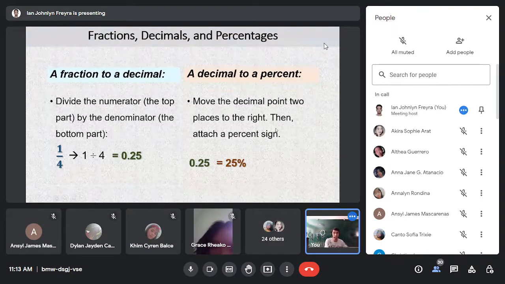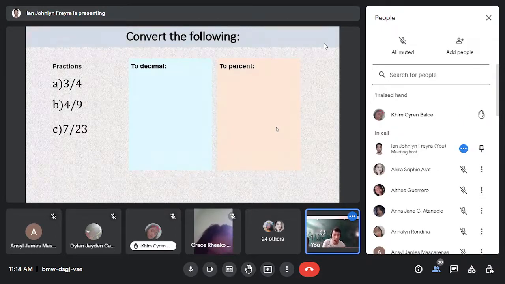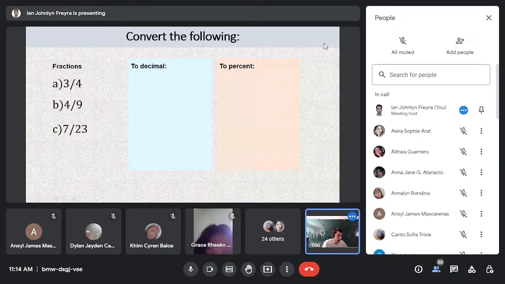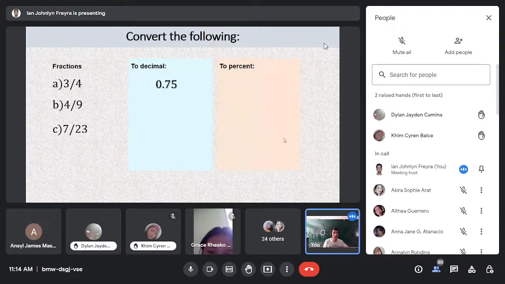Since you already know, I give you a review about this. So, tignan natin if you can answer this. What is 3/4 to decimal? The top part is 3, bottom part is 4. So just divide them. 3 divided by 4. Use your calculator. 0.75 po. 0.75. Very good. What is 0.75 in percent? Dylan, 75%. Ah, excellent.